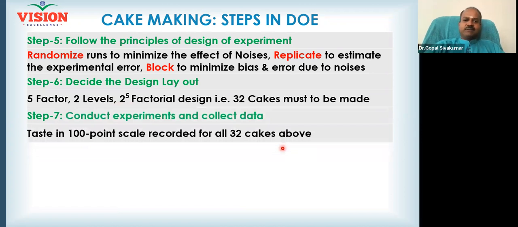Step number 7, conduct the experiment. Actually produce the cake. Give the samples to your customer. To be very sure, give it to 2-3 customers. Same cake, give it to 2-3 customers and get the rating done. That is replication. Why are you giving it to 2-3 customers? Because you wanted to avoid the error. If there is an error, then that will reflect in the readings given by multiple customers, right? And now taste on a 100-point scale is recorded for all 32 cakes.